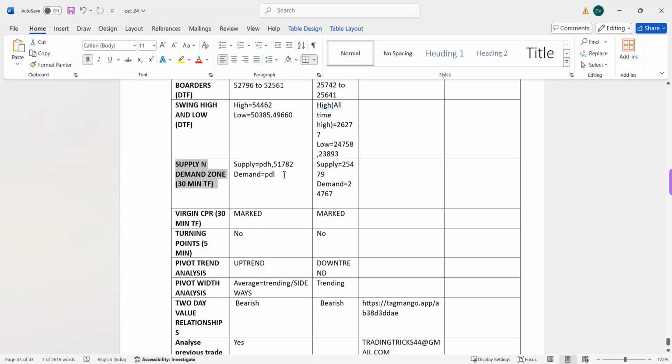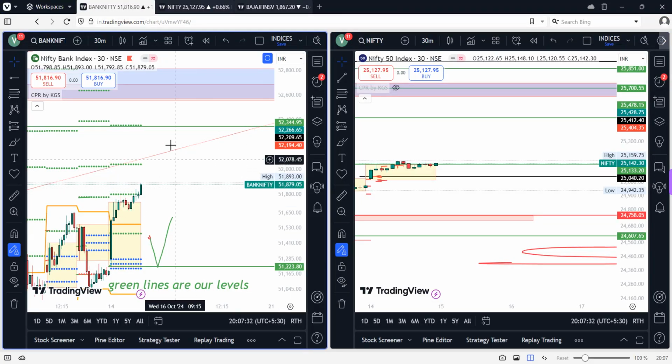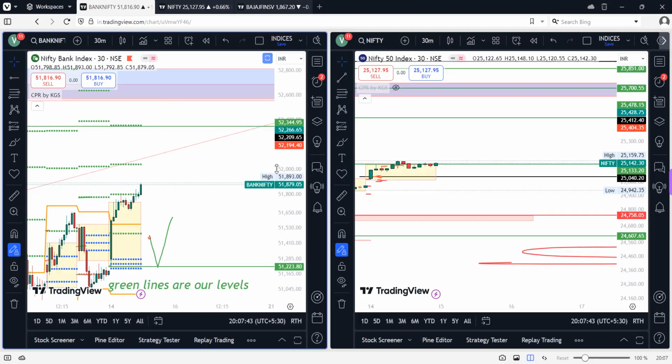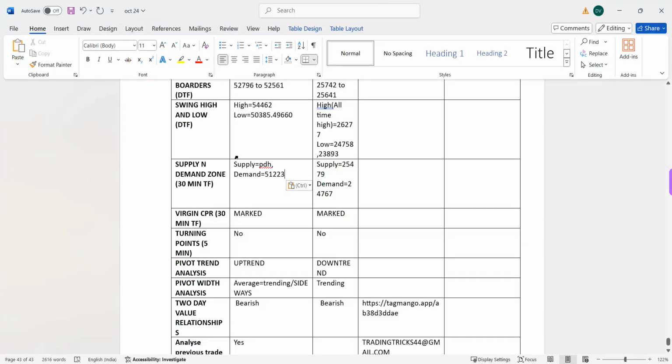51,223. Yes, it's a demand zone. And the supply zone here is 52,341.